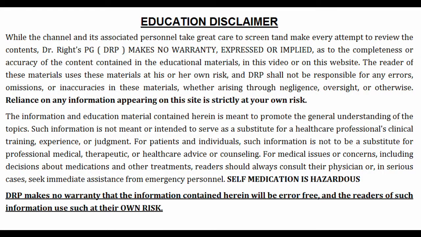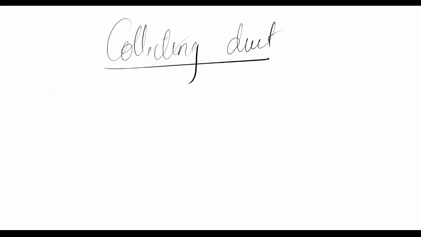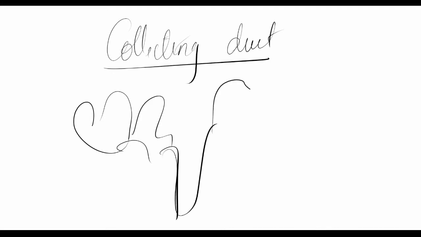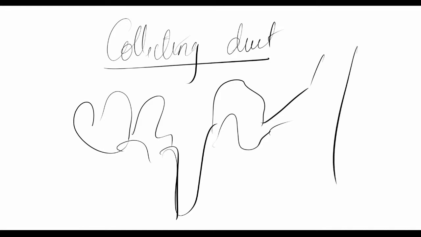Welcome back, guys, and now we're looking at the collecting duct in renal pharmacology. The collecting duct is the final place that you're going to meet. So you have the glomerulus, then the PCT, then the loop of Henle, then the DCT, yeah? And finally, all of them have to lead to the collecting duct. So this is your collecting duct.